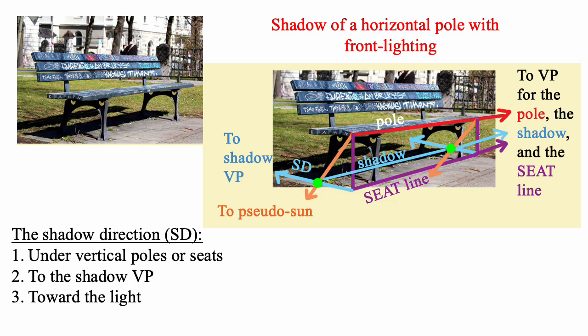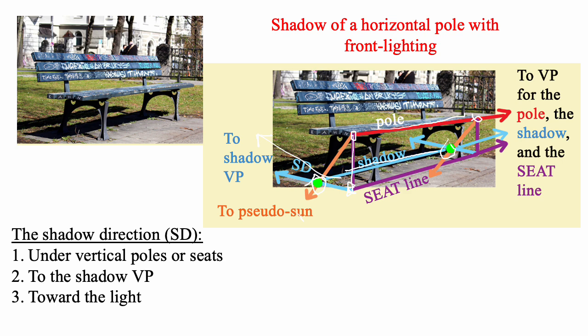For this bench, I chose this horizontal pole and established seats. Light goes through both ends of the pole down to the pseudo-sun, while the shadow lines go through the bottoms of the pole upward toward the shadow vanishing point. And where they intersect right here is a point on the shadow, here and here. And the shadow lies behind the pole because this is front lighting.